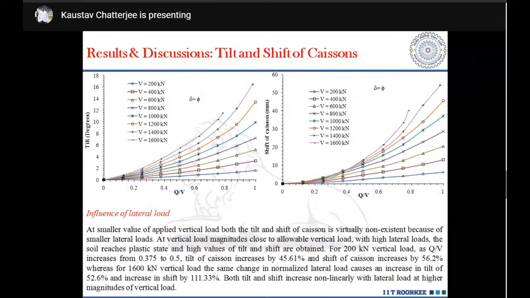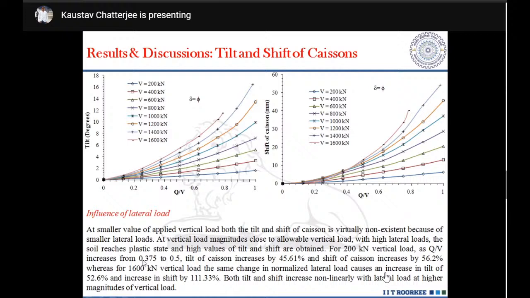Now coming to another important part of this study on well foundations, the tilt, shift, and point of rotation. That is another important part for any study on caisson foundations. The vertical load has been varied from 200 to 1600 kilonewtons, and we are observing both tilt and shift characteristics. If my vertical load is increasing, obviously Q is a function of my vertical load, so Q is also increasing.